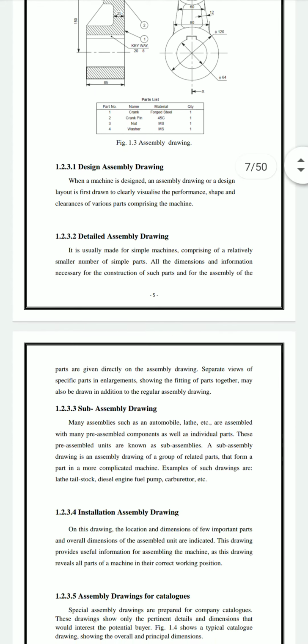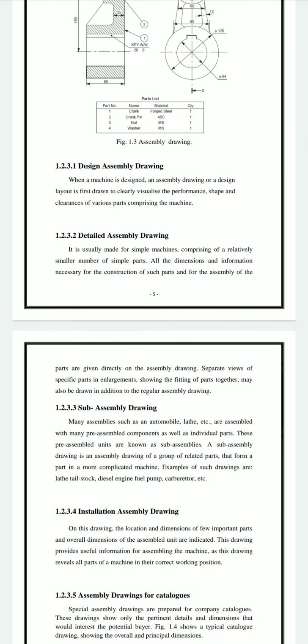The third type is the sub-assembly drawing. Many assemblies, such as an automobile, lathe, etc., are assembled from many pre-assembled components as well as individual parts. These pre-assembled units are known as sub-assemblies, and their drawings are sub-assembly drawings.